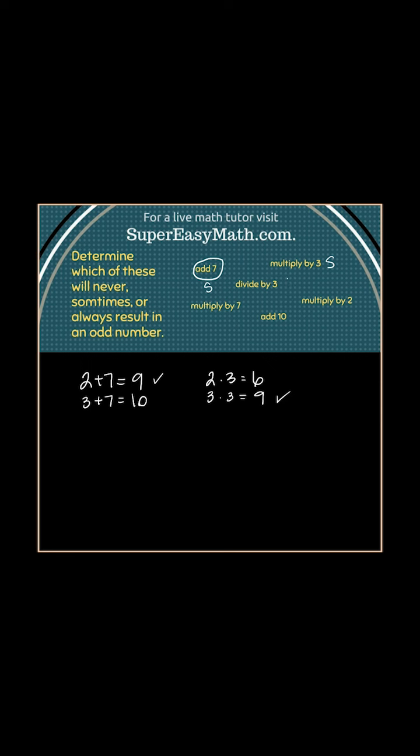Now, I'm going to go ahead and tell you that divide by 3 is sometimes, multiply by 7 is sometimes, and add 10 is sometimes. If you make up scenarios and fake problems, you can add, divide, or multiply by all of those numbers, and you'll notice that sometimes you get an odd answer and sometimes you don't.